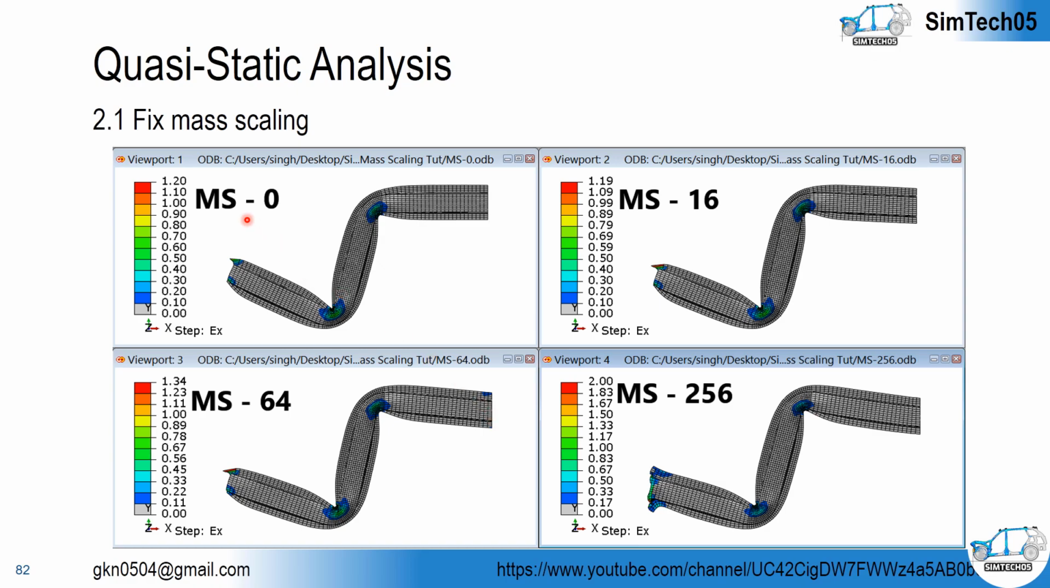So if I increase the mass scaling further to 64 and 256, why am I increasing in this fashion? Because here we have mass scaling 0, and here we have mass scaling 16. That means the stable time increment will be increased 4 times, and here the stable time will be increased by 8 times, and here 16 times.